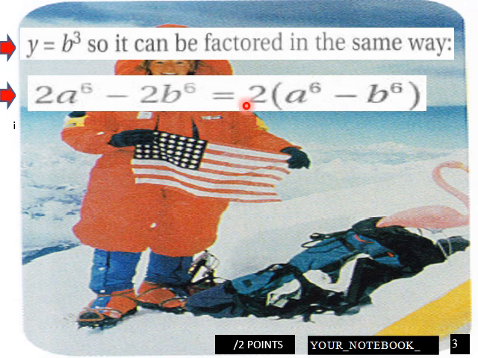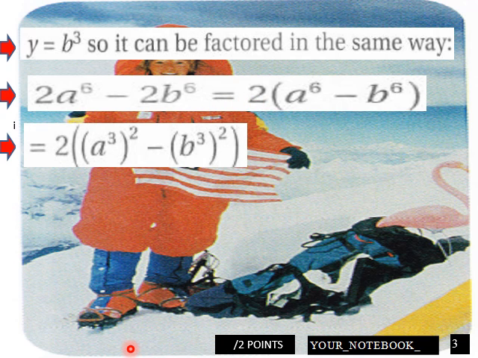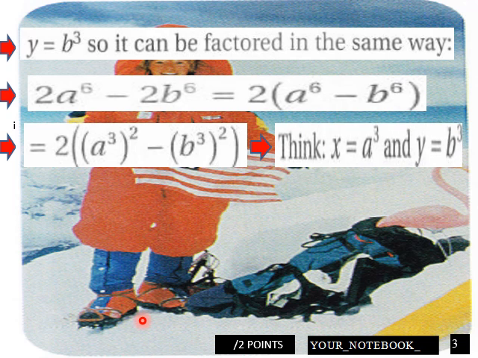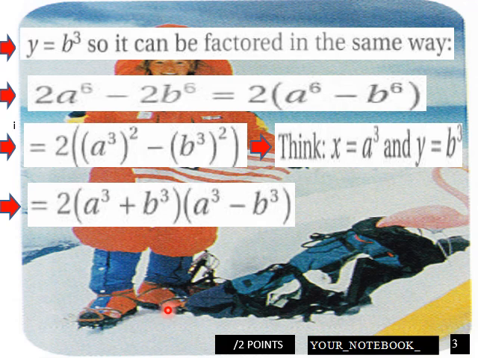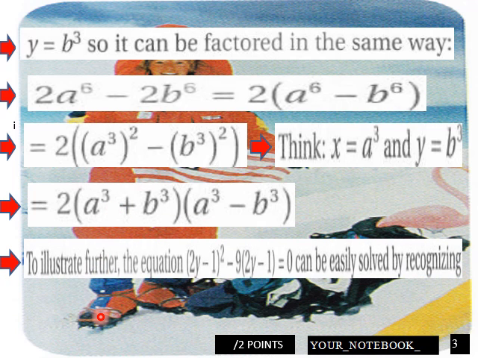So we have this here, and then we can factor out 2, and then we can factor out a square from these two here. Think x equals a cubed and y equals b cubed. So this would equal that: 2 times this here. It's a difference of cubes.